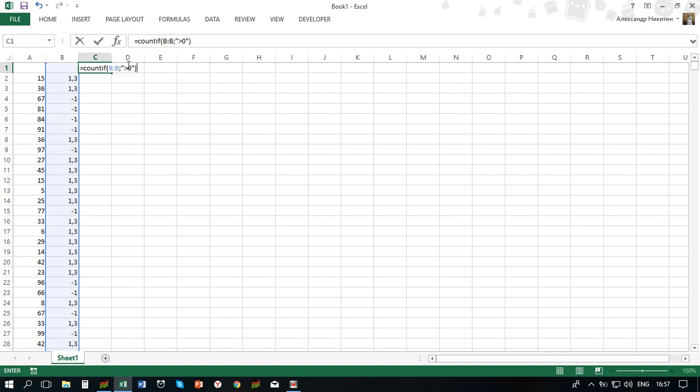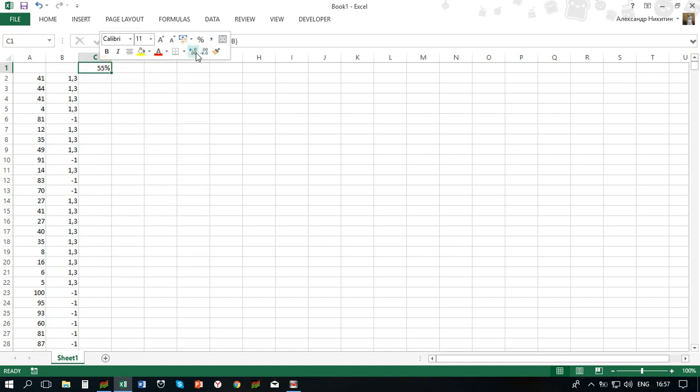And winners should be divided by what? They should be divided by the count of total trades, the count of the same range. You see? So if we divide winners by total trades, we will have the probability. So the probability is this. Let me do it as a percentage.